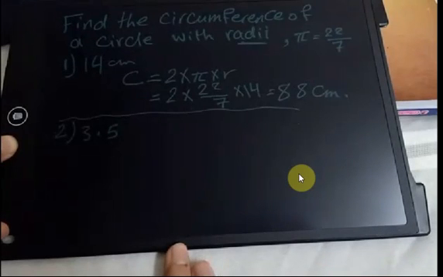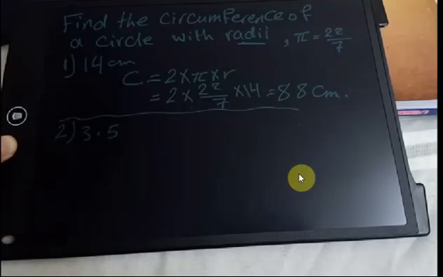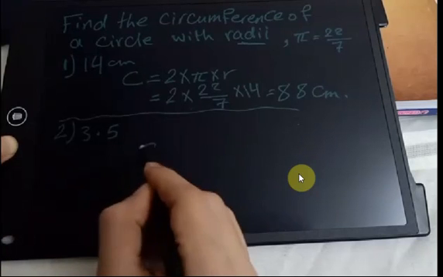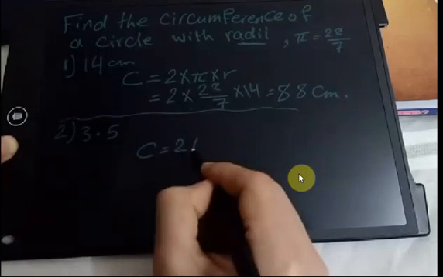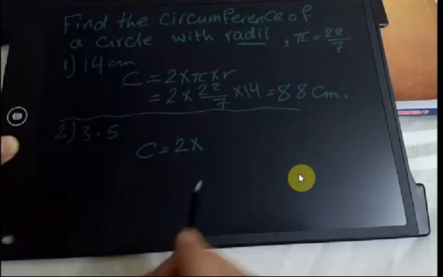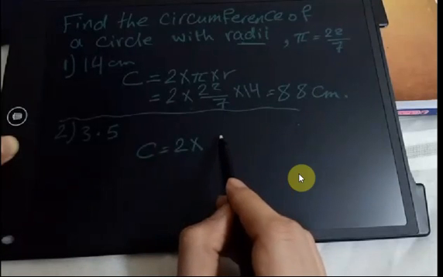Okay, I say 2. I'm saying find the circumference of a circle with radius 3.5. The radius of it is 3.5, and the pi equals 22/7. So what will you use? Which rule? It's 2 multiply pi.